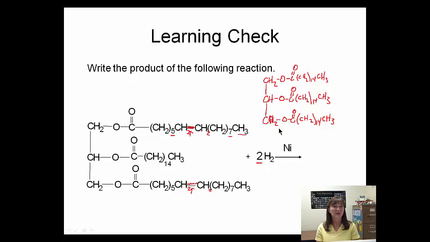after I hydrogenated it. Okay, so you need to memorize that when you see hydrogen being added, and you don't have to memorize the catalyst, I'm always going to give that to you. So just memorize that when you see hydrogen as one of the other reactants, it's going to attack the carbon-carbon double bond. It's not going to do anything to my ester group.